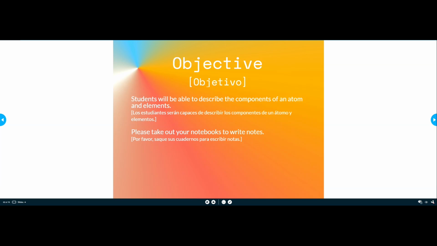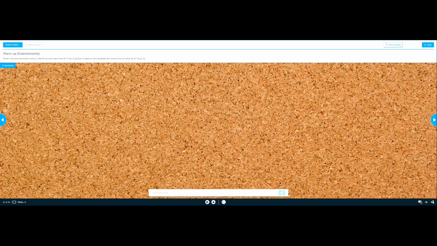Our objective for today is students will be able to describe the components of an atom and elements. Please take out your notebooks to write notes. Our warm-up question for today is, what is the area around the nucleus called? Use your notes from IS-1 Experience 3.